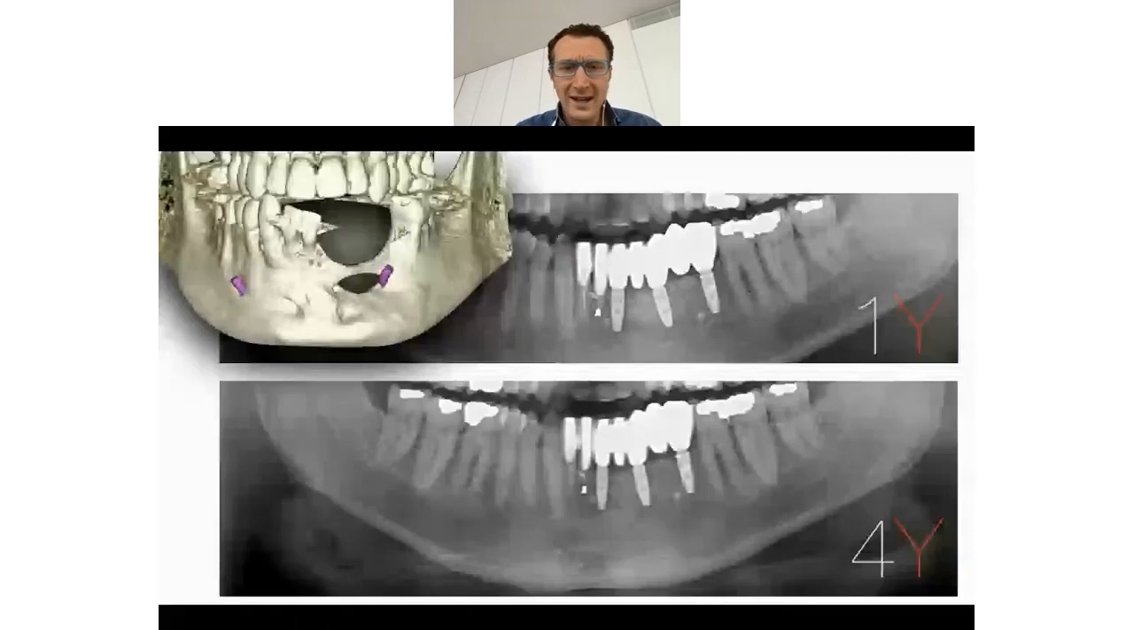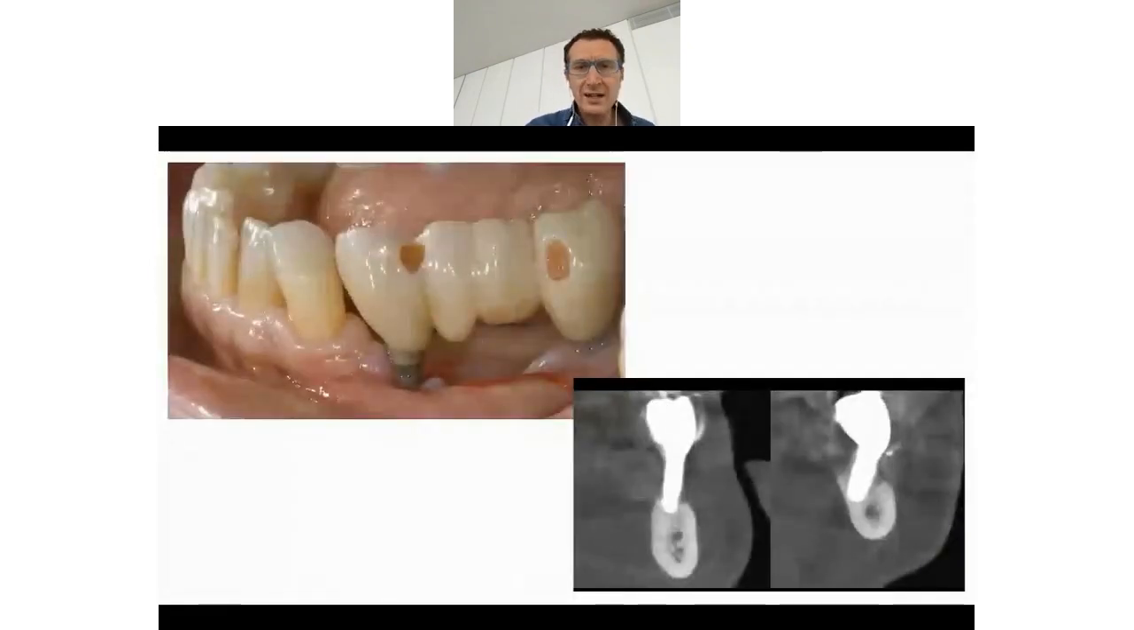This is after 1 year of loading, and this is after 4 years of loading. So we also have strong stability of the augmentation, and here we built up the bone 15 millimeters in a vertical direction. So it's not a short augmentation. This is a big augmentation, 15 millimeters and 35 mesiodistally.